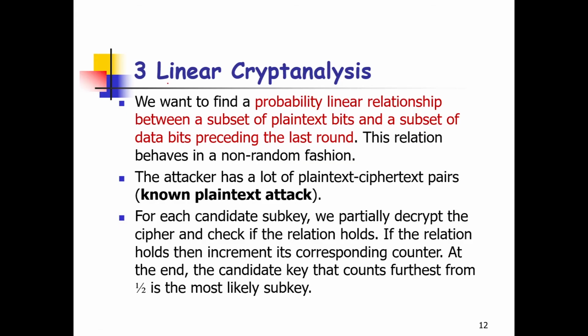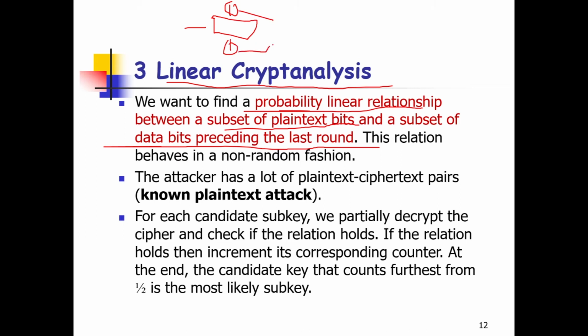So let's talk about linear cryptanalysis. We want to find a probabilistic linear relationship between a subset of the plain text bits and a subset of the data bits preceding the last round. That is, we have an iterative cipher, we provide the plain text, we provide the key, and we get the cipher text. Now we will take the pair of the plain text and the cipher text, and we want to know if there is any behavioral connection between them.